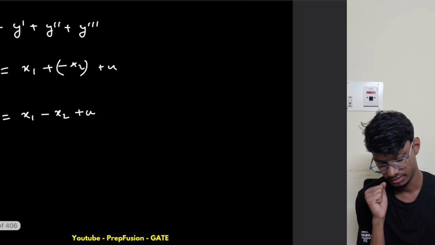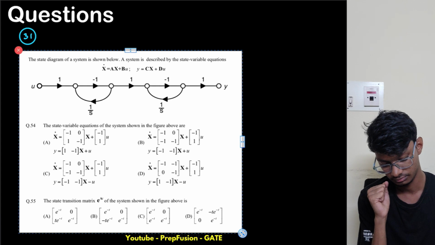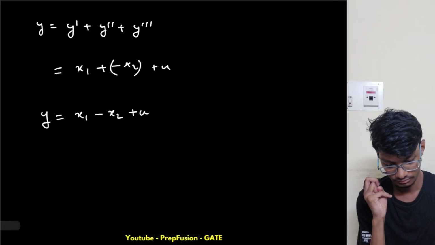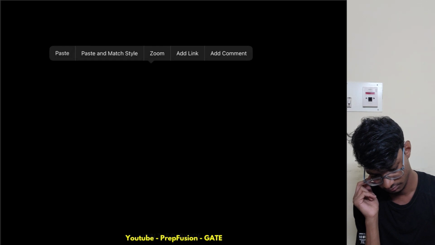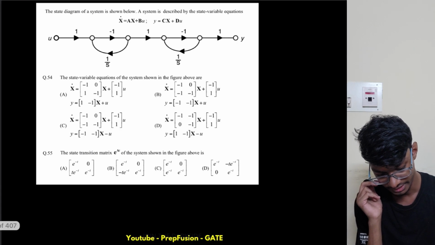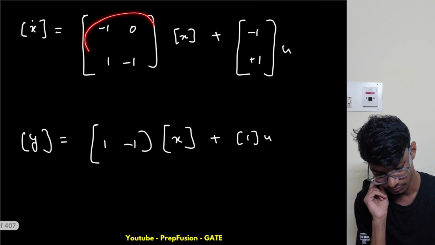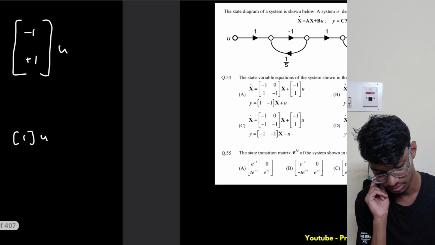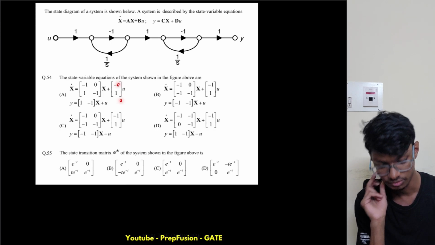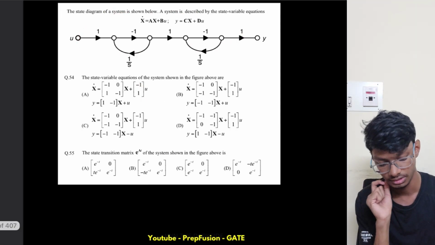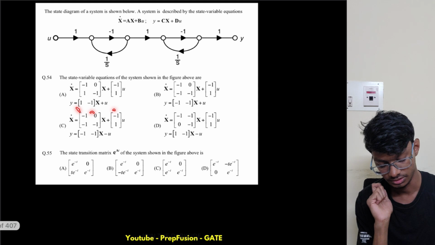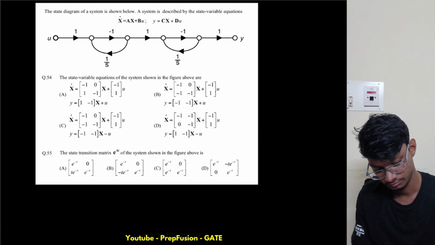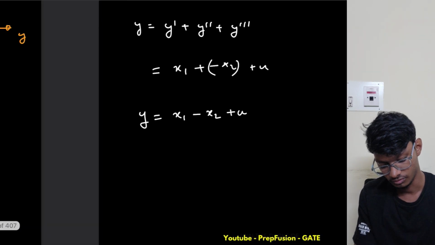If I copy and paste the options here, what I am saying is this option A is matching. Minus 1 0 1 minus 1, minus 1 and 1, this we already calculated ourselves orally, and this one was 1 minus 1, this is 1. So option A is matching, so I'll solve this here also.